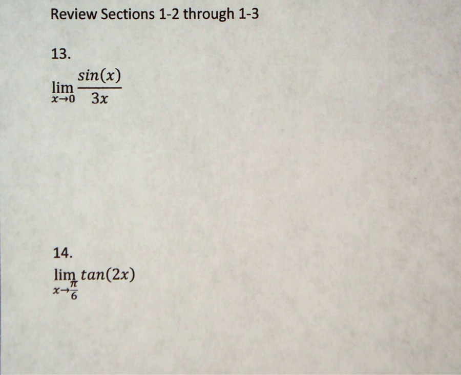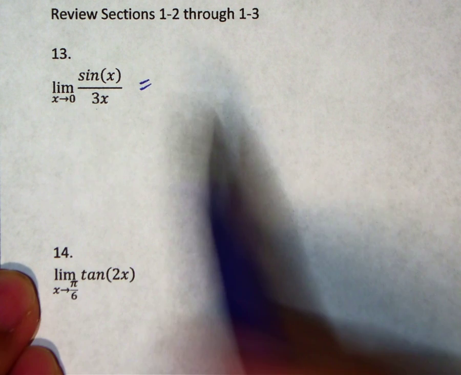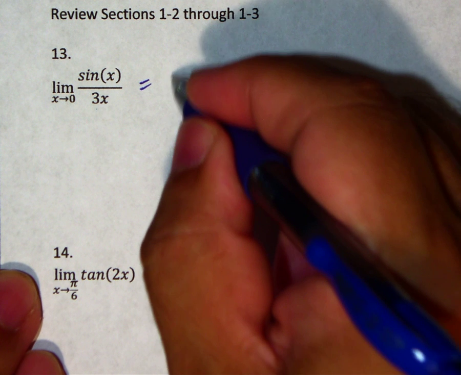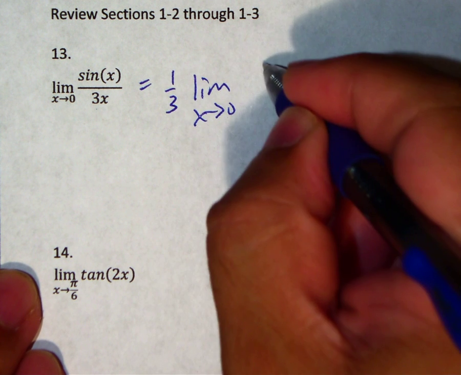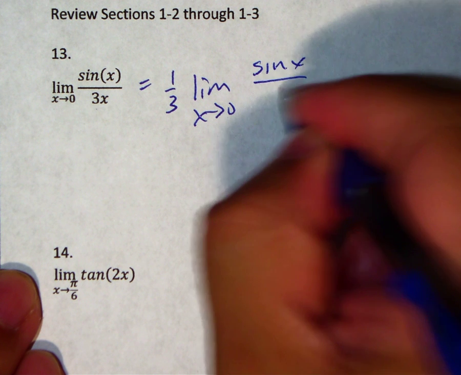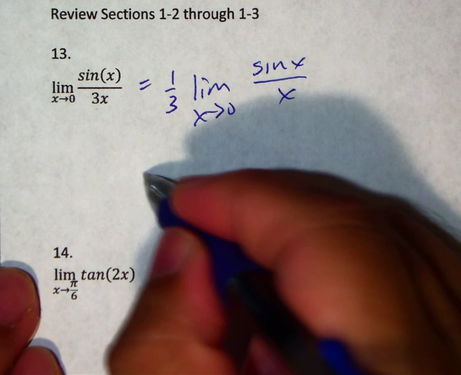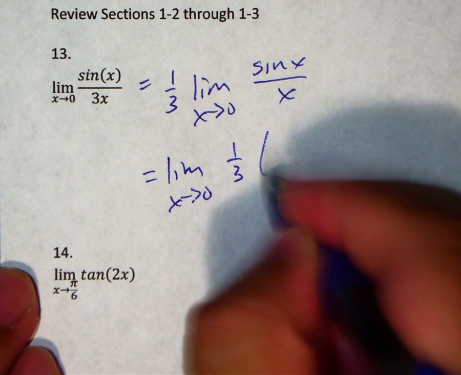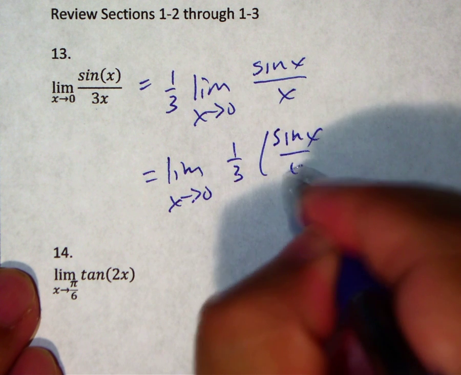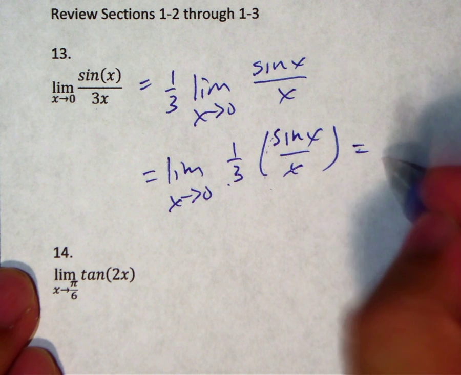Alright. Continuing on. Oh, this looks like the same thing as the last one. This time I have an extra 3 in the denominator, so what I'm going to do is take it out. So it's sine x over x. That 1/3 comes out. You don't have to take it out that way. You can take it out this way. So it's 1/3 of sine x over x. Result is the same. The limit of this is 1, so it's 1/3 times 1, or just 1/3.